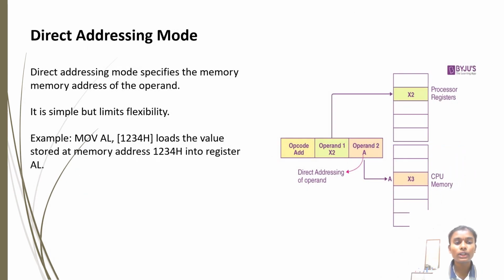Direct addressing mode. In direct addressing mode, the address part of the instruction is equal to the effective address. The operand resides in memory and the address is given directly by the instruction's address field. The address field would specify the actual branch address in a branch type instruction. Direct addressing mode specifies the memory address of the operand. It is simple but limits flexibility.